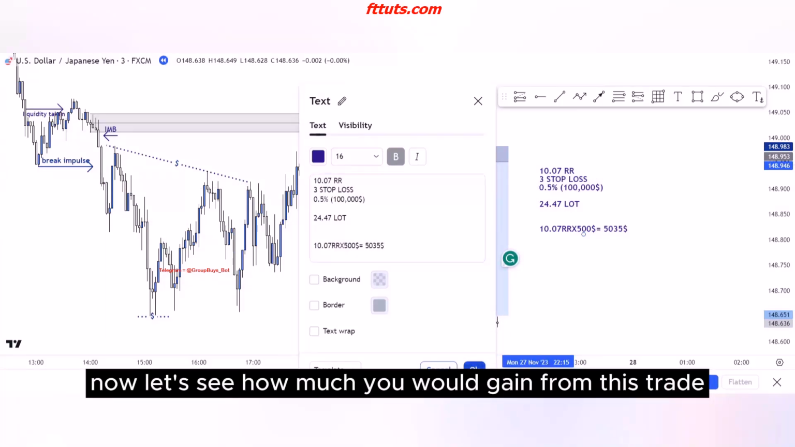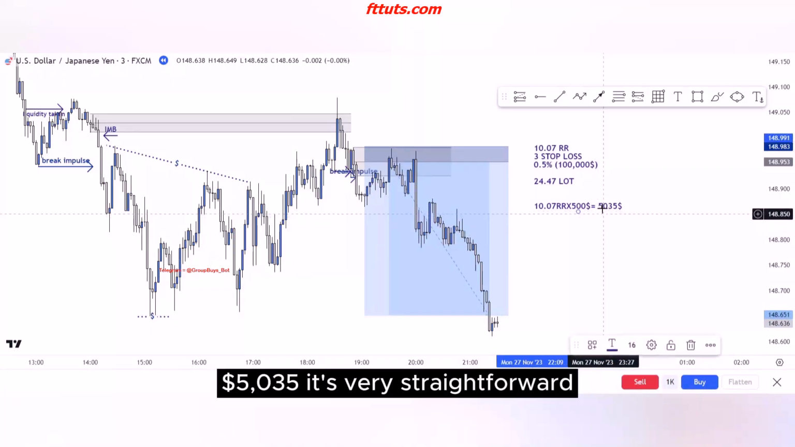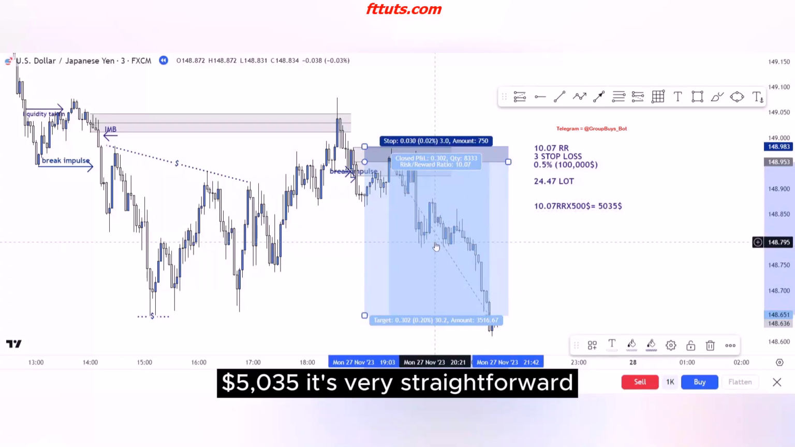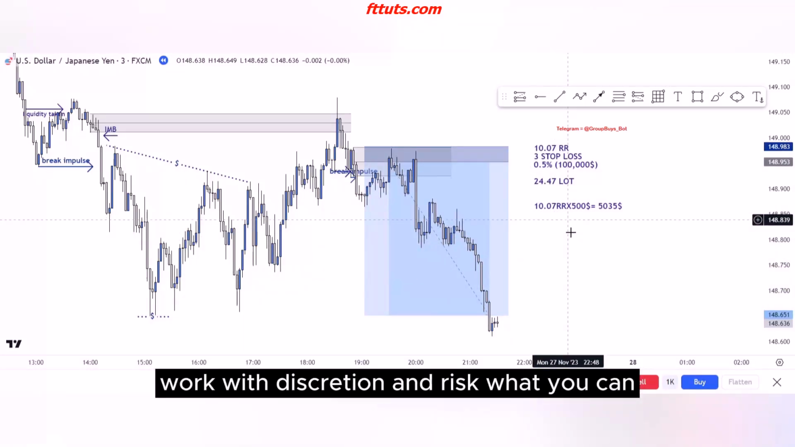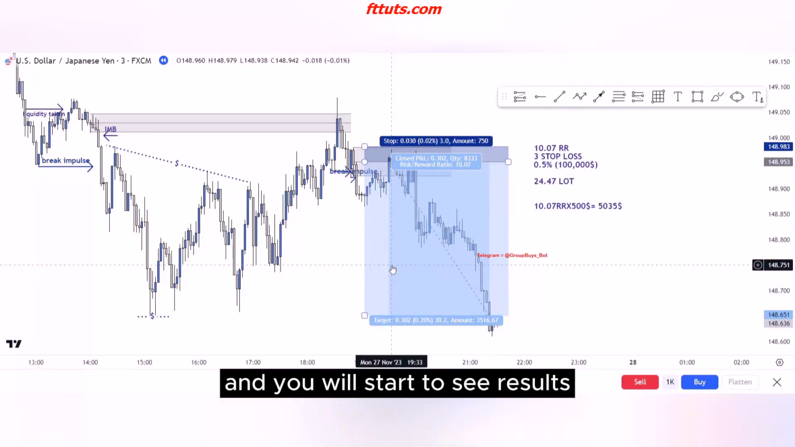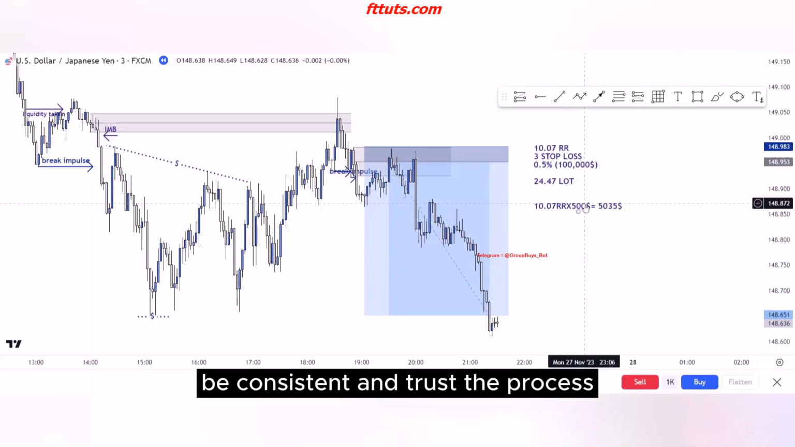Now let's see how much we would gain from this trade. $5,035. It's very straightforward. The analysis of the graph is quick and easy. Work according to the rules, work with discretion, and risk what you can, and you will start to see results. Be consistent and trust the process.